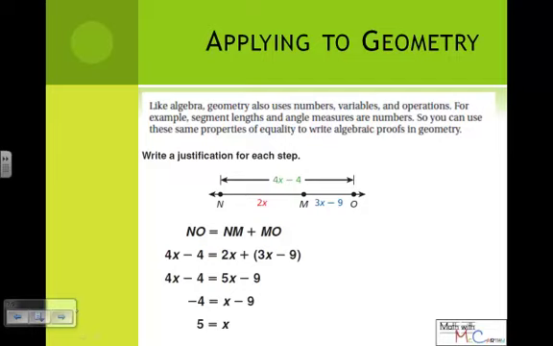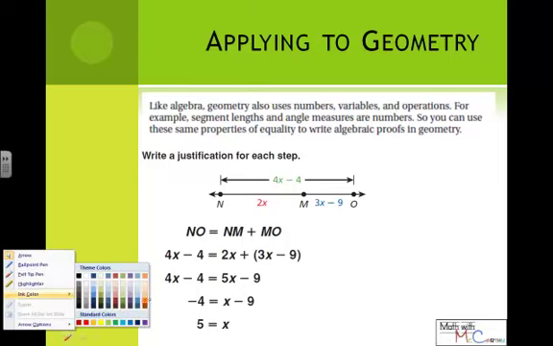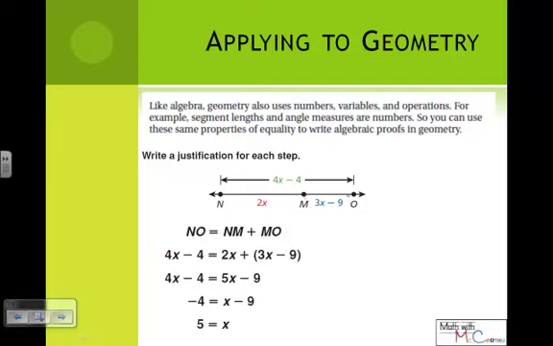So like algebra, geometry also uses numbers and variables and operations. So we are going to solve this problem using the segment addition postulate and we're going to justify each of our steps to prove that x, or the value of x in this situation, is 5. So if we look here, we have a segment NO, which is composed of segment NM and MO. We have our algebraic representations for each of those segments. So we can say that NO equals NM plus MO. Our justification would be the segment addition postulate.